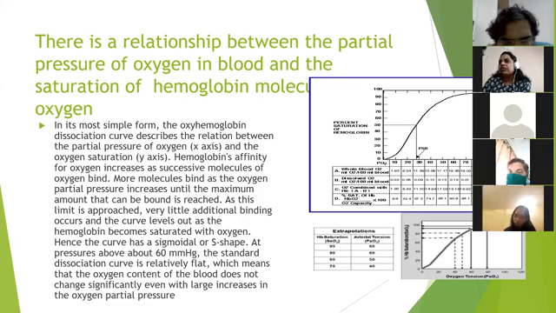At a pressure above 60 millimeters of mercury, the standard dissociation curve is relatively flat. So there is not much change in the oxygen saturation of the hemoglobin, which means that the oxygen content of the blood does not change significantly even with large increases in the oxygen partial pressure.